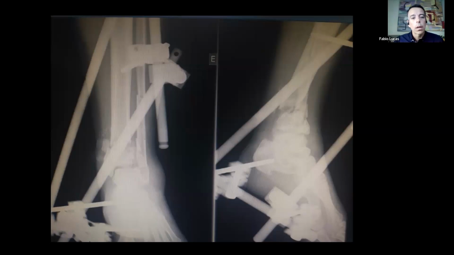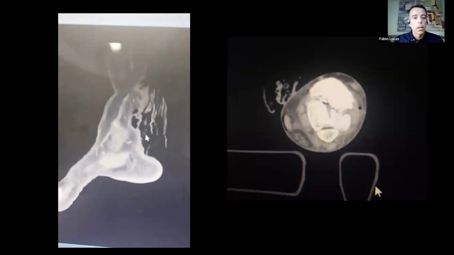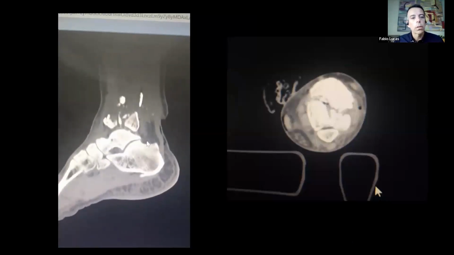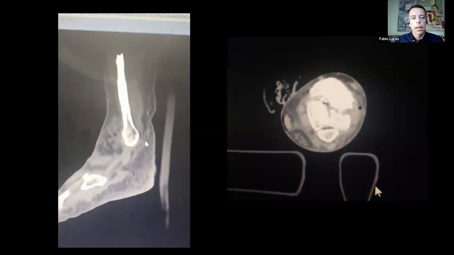But in this case, we put on this external fixator and waited a little bit for the consolidation, to see how the soft tissue would behave. Then we did the CT scan to plan the fixation, and here you see an axial view and here a sagittal one. You can see, as in the first case, all this articular comminution that we always see.